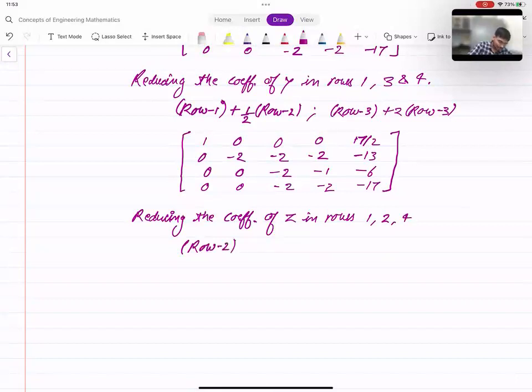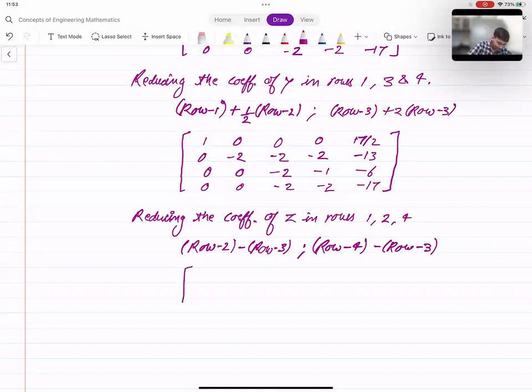What we can do to row 2 is simply subtract row 3 from row 2, and that will reduce the z coefficient here. For row 4 also, we can do the same, because minus 2 subtracted from minus 2 will be 0. So this will be row 4 minus row 3. Again, for the reduction we are using row 3 because we are not going to change row 3 in this step.